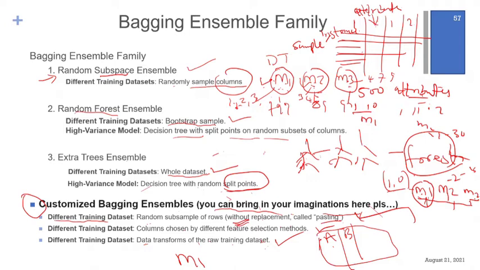So to ensure that diversity, it is now up to you. This is where I said you can bring in your imagination or innovation and try to create different ensembles based on the way you feel. That's why bagging is one of the very free approaches, open to different imagination and innovation that you can think of when you are building an ensemble.